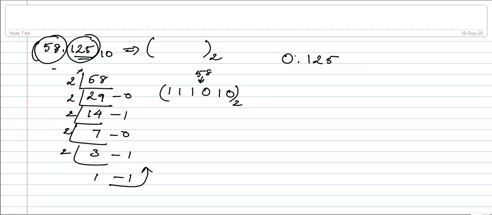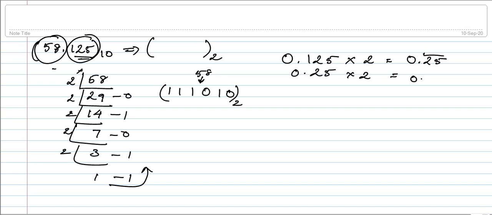The procedure is to multiply this by 2. Right? 0.125 multiplied by 2 is 0.25. Now what you are going to do is leave the integer part, take the fraction part alone. Right? Leave the integer part, take the fraction part alone. So now I have 0.25, again multiplied by 2.